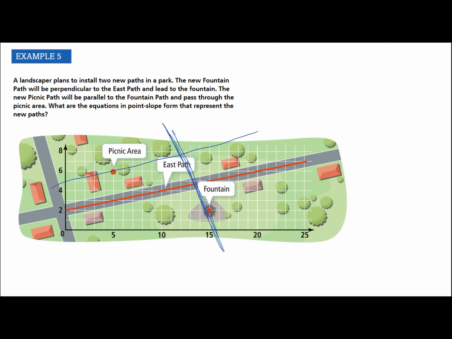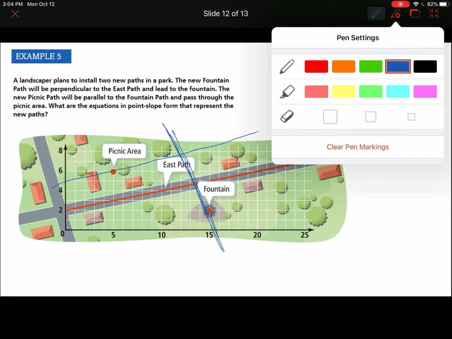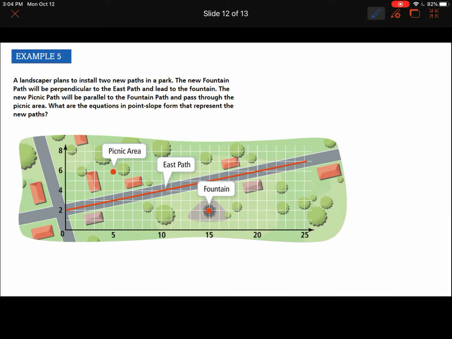So let's go ahead and get into it. The first thing we've got to do is find the slope of our east path. So let's pick 2 points that are pretty easy to tell. I'm going to use this point right here, 0, 2. And let's go ahead and use this one, which is 5, 3.